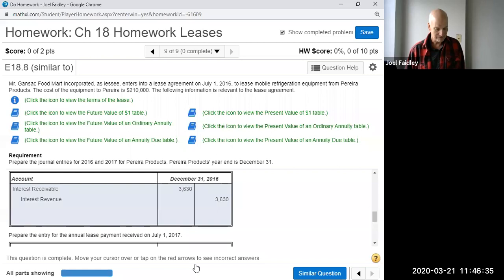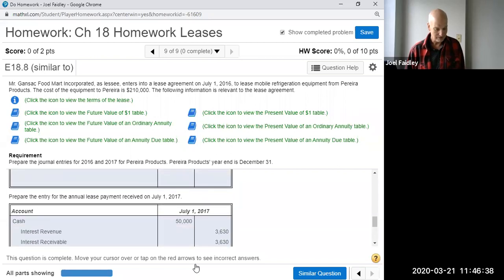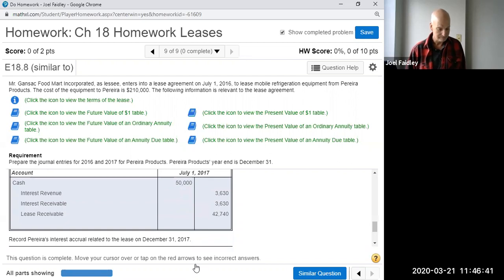There's at the end of the year, then that's going to sit there for six more months. Then what happens on July 1 of 2017? They're not doing accrual on June 30th, which in real life you would. But there's my next receipt, $50,000 that comes in 1 year later. There's the interest receivable that's been sitting there since December 31. So I'm going to get rid of that. There's my new interest revenue for the 6 months in 2017. The other 3,630 was in 2016, right? Recognize the revenue in the year in which it's earned. Okay, and then the difference goes against my lease receivable, 42,740.